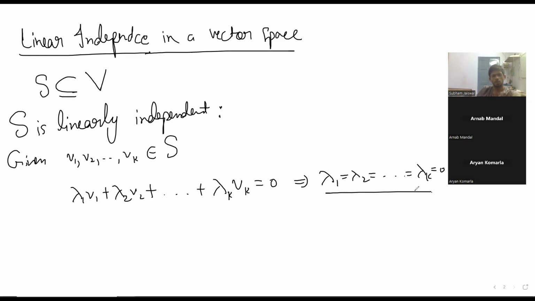Anyways, so there is this k, right? Given any k vectors from S, given any k elements from S, elements or vectors, same thing. Any linear combination that is 0, then basically it's a trivial linear combination.